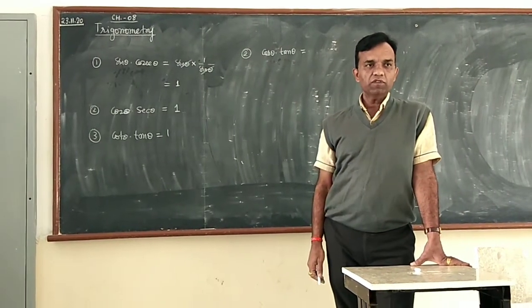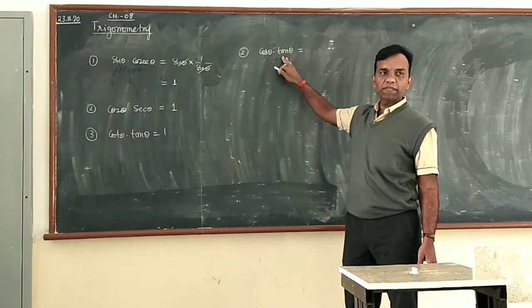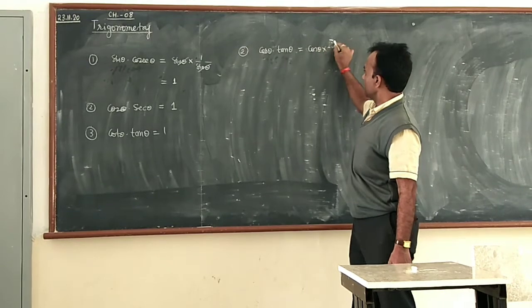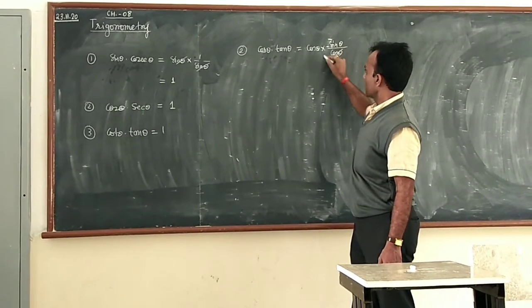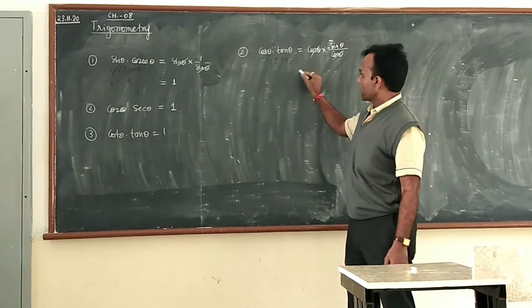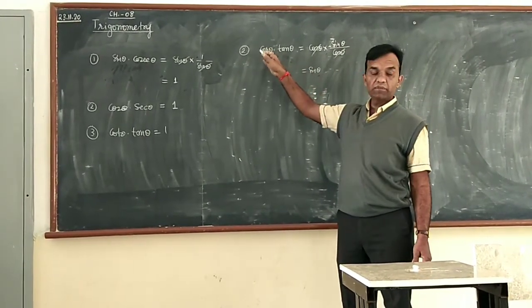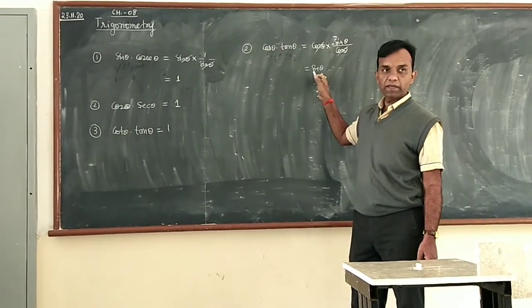Here cos is already given, so we put the formula of tan in the form of sin by cos. So we write cos theta, and tan theta is sin theta by cos theta. Then cos theta cancels. What is remaining here? Sin theta. So in the examination you may have to show that cos theta into tan theta equals sin theta.